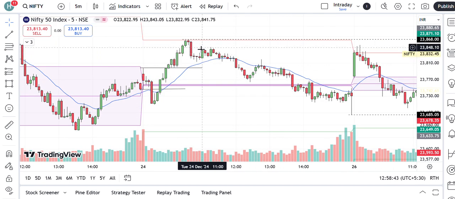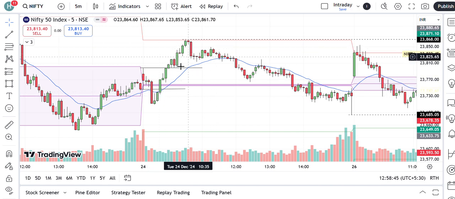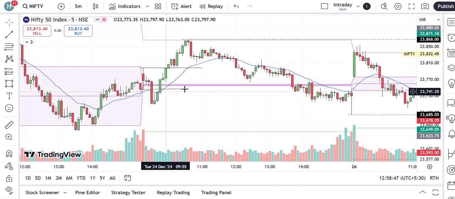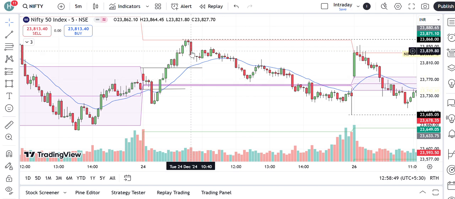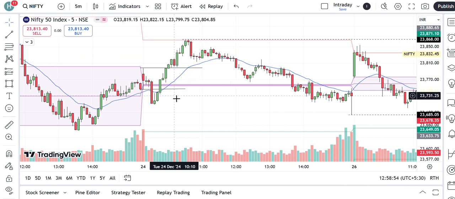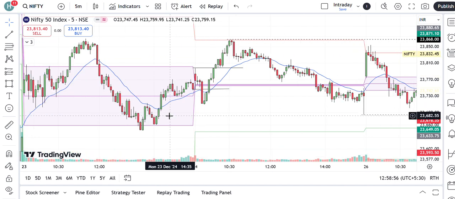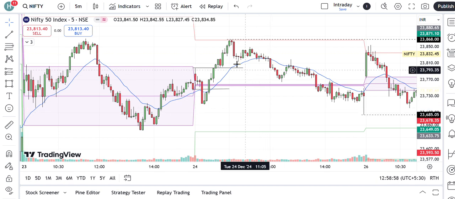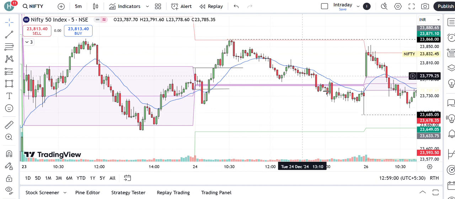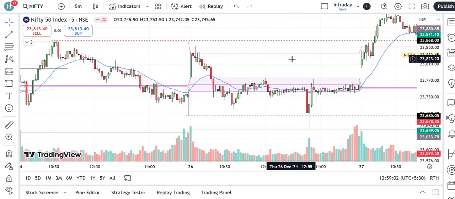This is the reason why the market could not go in the same direction. Usually it goes, because first there is a very narrow CPR, and second there is a supply zone here. Now this is the PDH, this is the PDL. Let's go to this day.